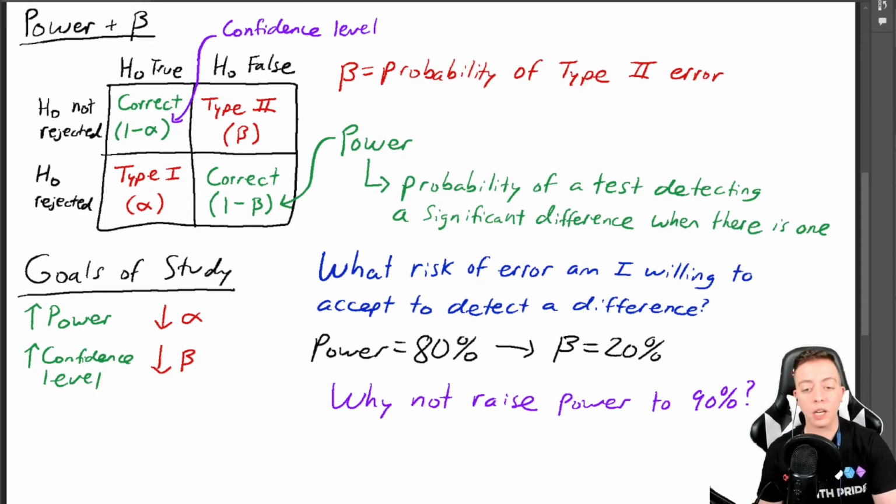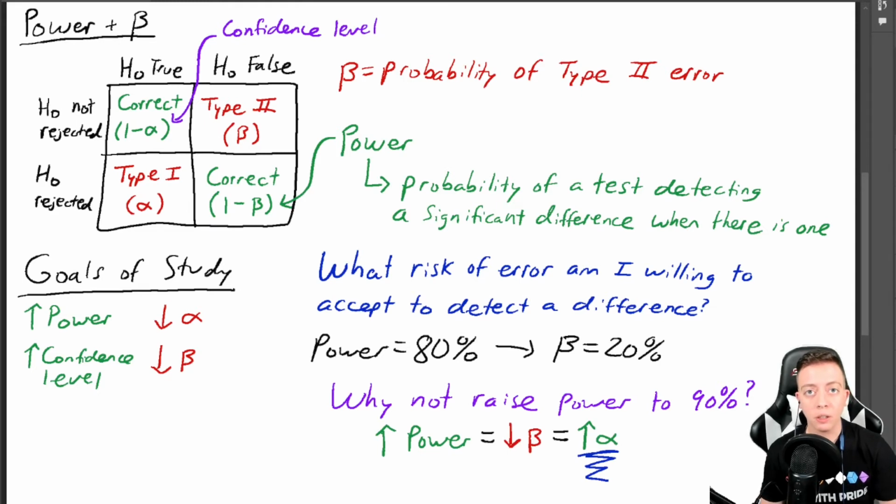Because if I had power of 90%, I would have only a 10% chance of type 2 error. But the problem is, I'm now risking not picking up a difference that's there. And something else that happens when we increase power, we decrease beta, which is great. We want to decrease beta as much as possible, but we also increase alpha. So in our attempt to decrease beta, we will, by this direct relationship, increase alpha. So we have to weigh this out.